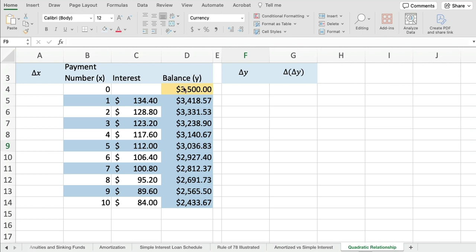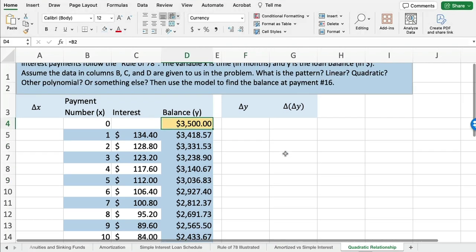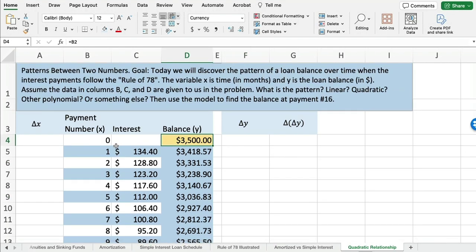And it tells us basically what our loan balance is and how much of each payment goes towards interest, which is just curiosity right there. We don't really need those numbers per se. We're only going to need the X's and the Y's.